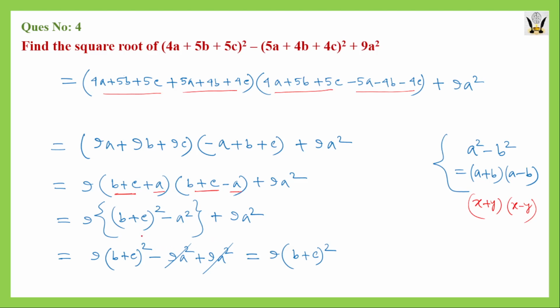So now if we simplify further, then 9 b plus c whole square. Then from here if we multiply 9 with minus a square, so minus 9a square, and then here we have another plus 9a square. They will cancel each other, and what will remain finally is 9 b plus c whole square. And what we needed to find was the square root of that given algebraic expression. So this is basically the simplified form of the given algebraic expression. So from here we need to find the square root value, and it's simple. So the square root value will be 3 and then b plus c.